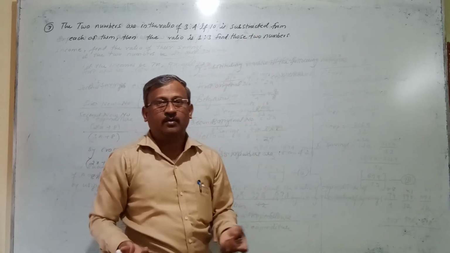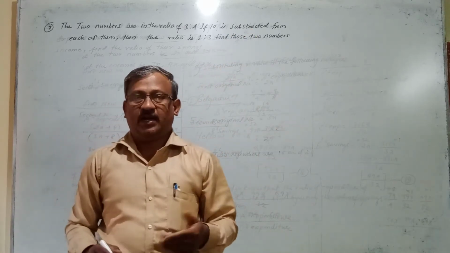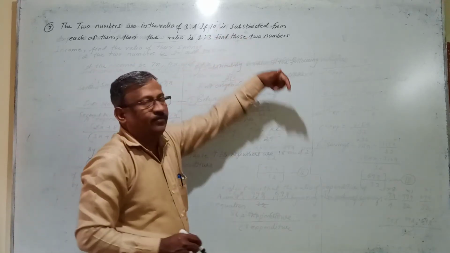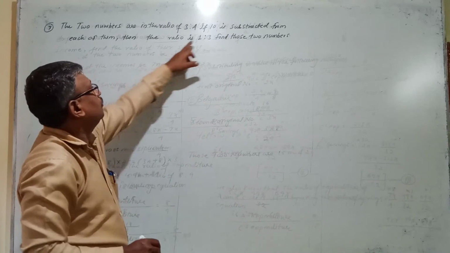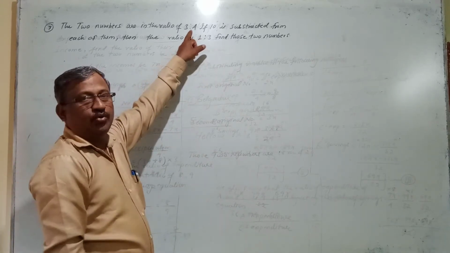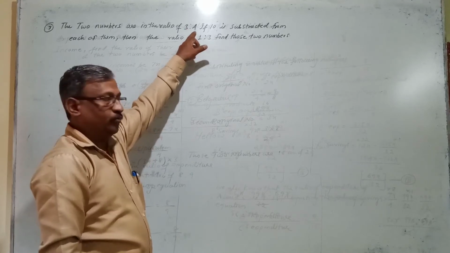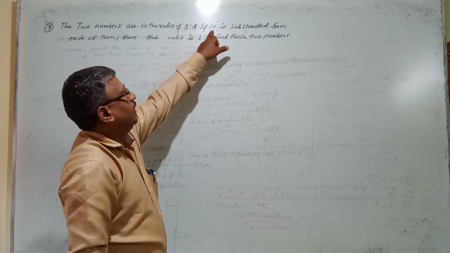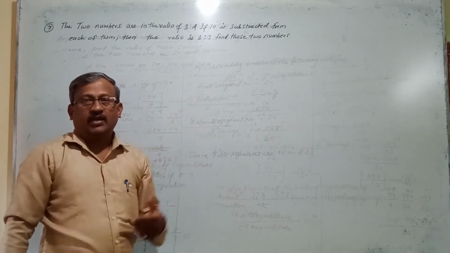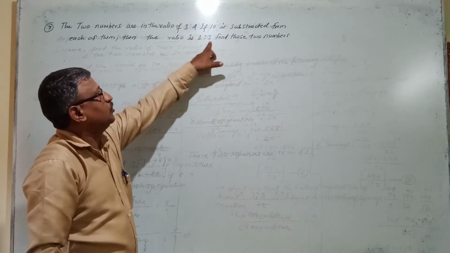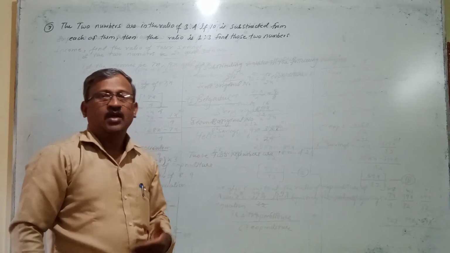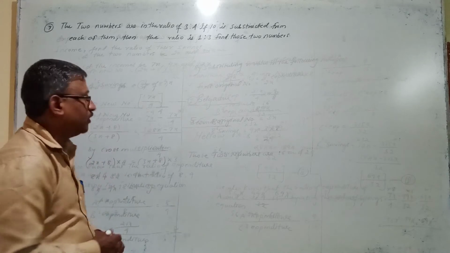In the previous problem they had given if 8 is added to each of them, right? Now here what they are saying, if 10 is subtracted from each of them, then we get a new ratio as 1:3. Find those two numbers. So again the original two numbers are in the ratio of 3:4, and if 10 is subtracted from those original numbers and we calculate the ratio, we get the new ratio as 1:3. So again they have asked to calculate those two numbers. So let's calculate those two numbers.